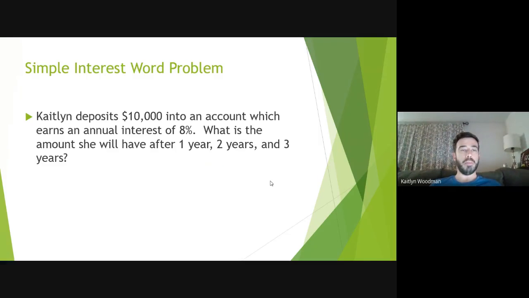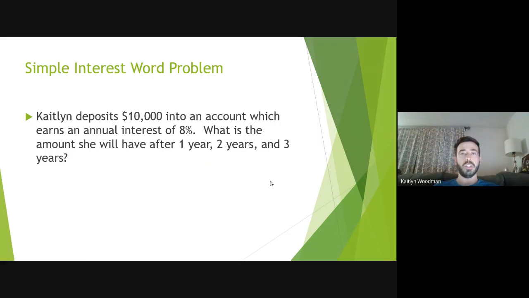So, the word problem that we have for simple interest is Caitlin deposits $10,000 into an account which earns an annual interest rate of 8%. What is the amount she will have after 1 year, after 2 years, and after 3 years?